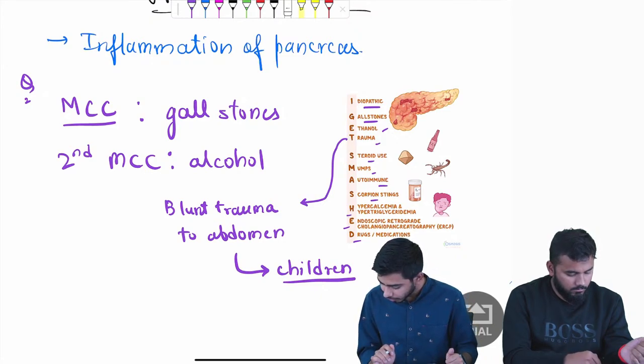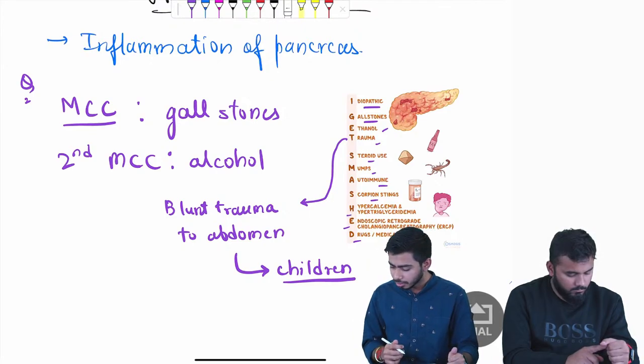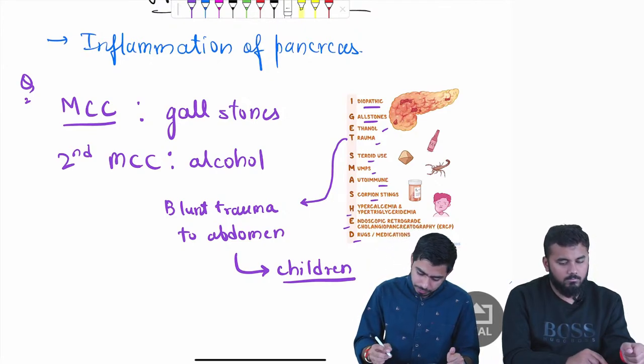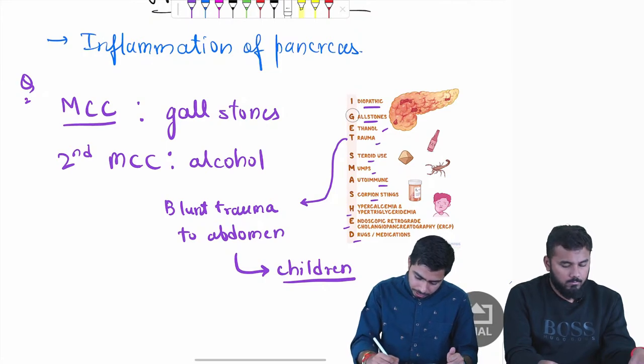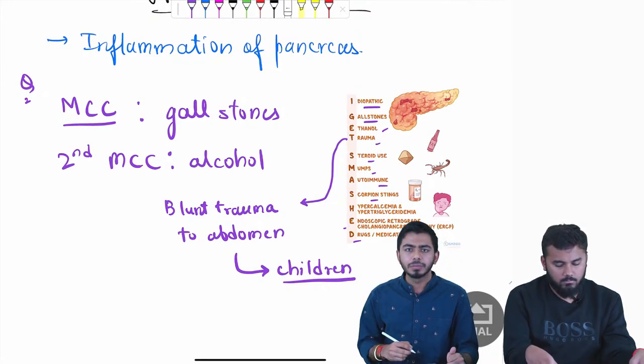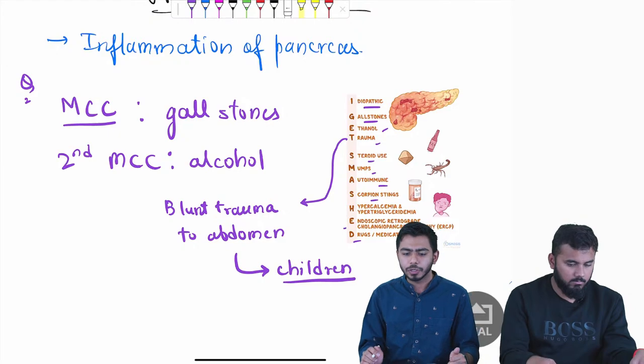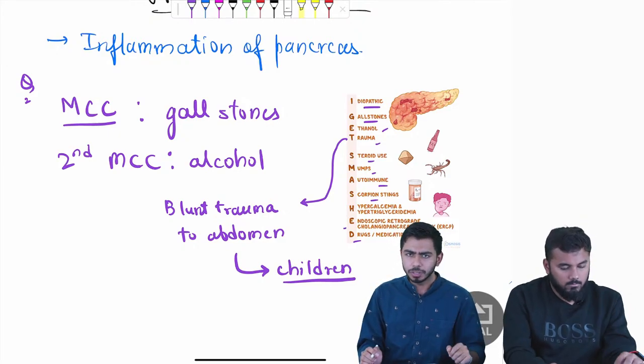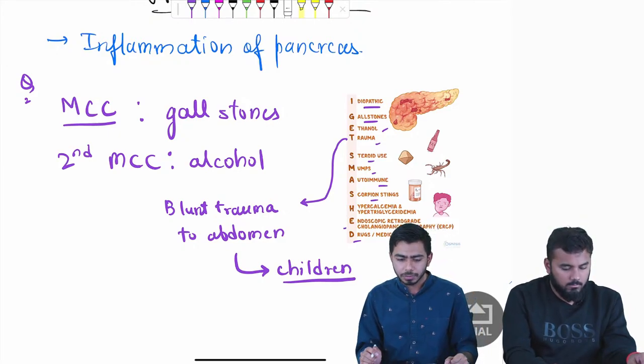Okay, very nice. Mohammed just said, I get smashed. I GET SMASHED is the mnemonic for remembering the causes of acute pancreatitis. However, the top three would be enough to remember for the exams, right?